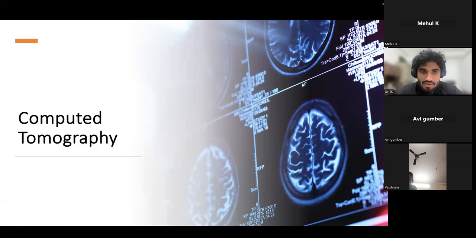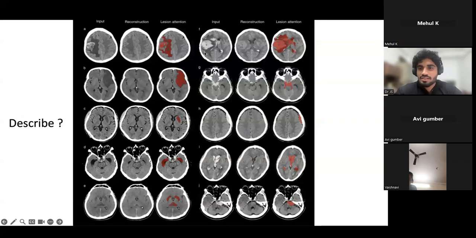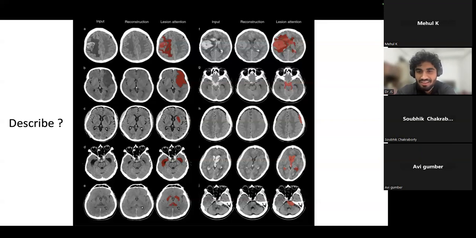Okay, then, can you see this? Yes, sir, we can see. Okay, Mayuri, describe this. Mayuri? Okay, Mayuri, or Sobik. Hello. Any one of you, you can see this one, right? Yes, sir. Okay.